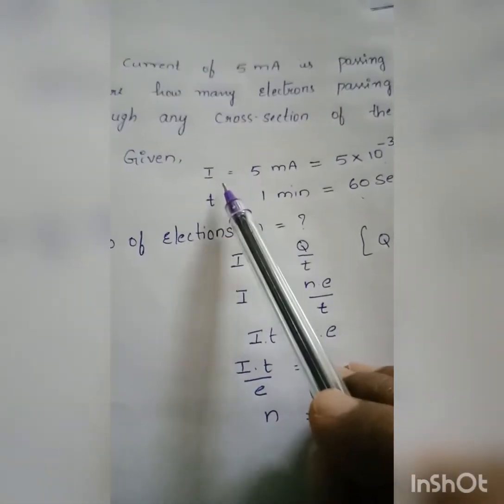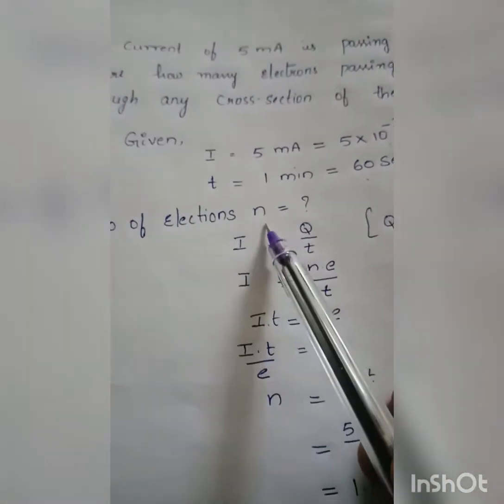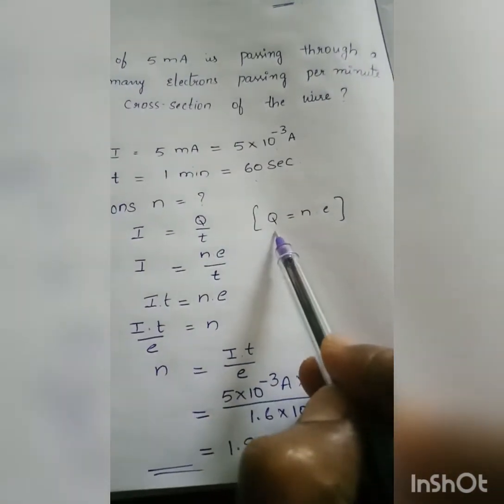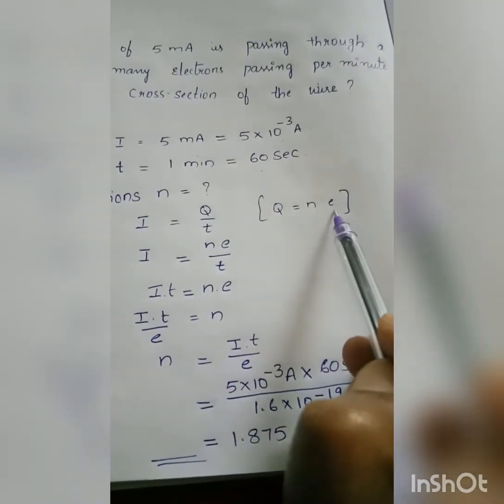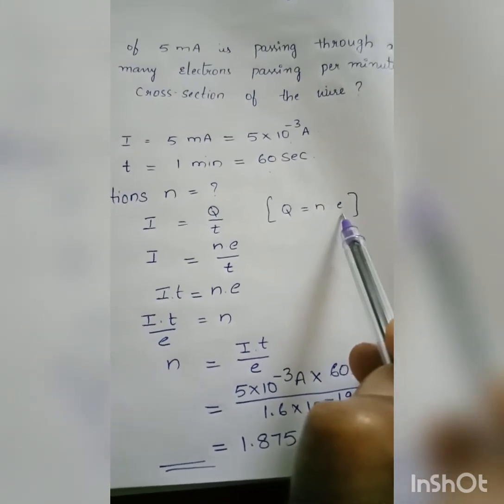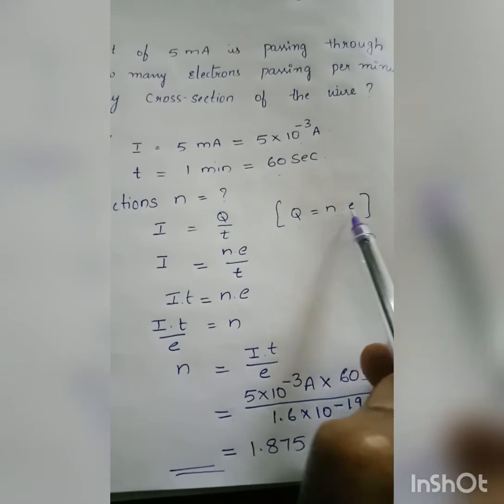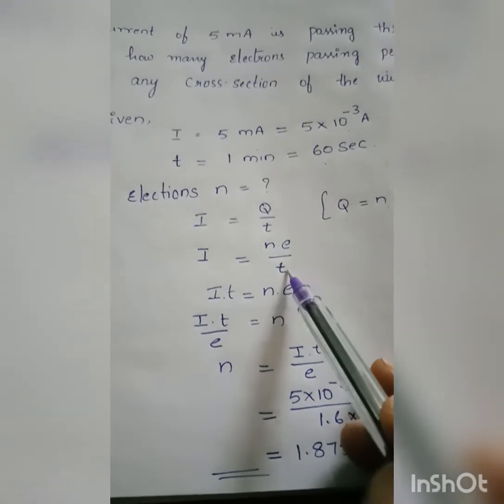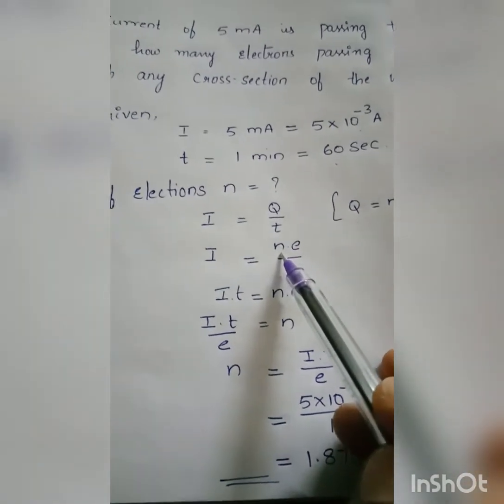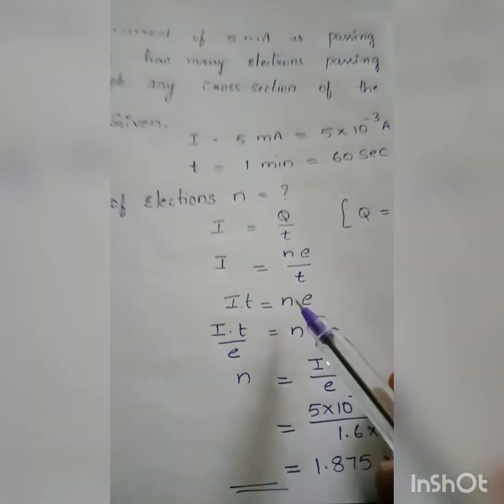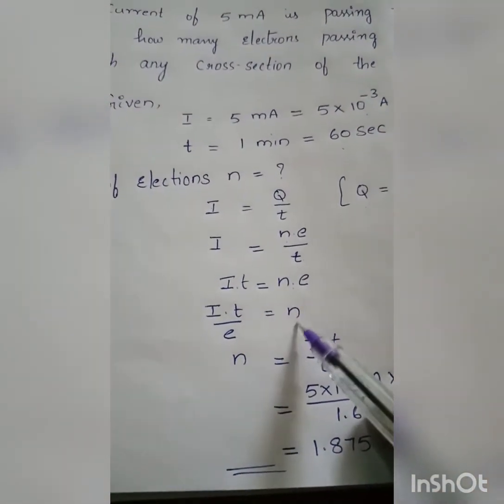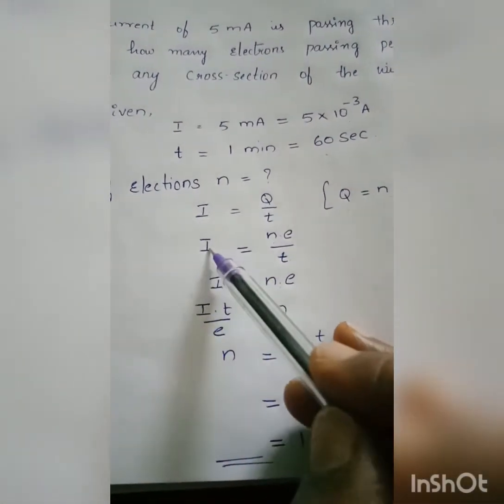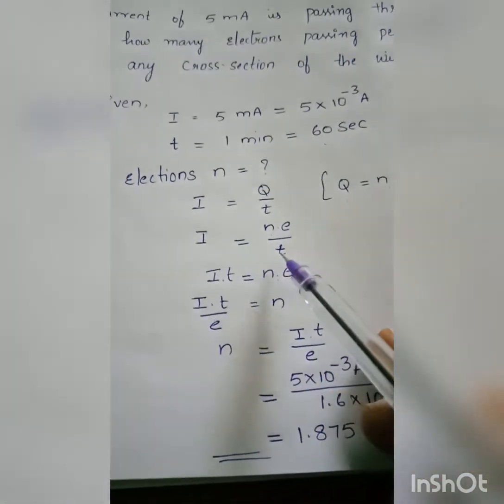Now what is the relation between I, T and N? There is no direct relation. But what we know is I equal to Q by T. But Q is nothing but charge, equal to the number of electrons into the electronic charge. Substitute Q equal to N into E in this formula: I equals N into E by T. We need to calculate the N value, that is the number of electrons. Now transform the equation till we get the N value. That is, N into E is nothing but, cross multiplying, I into T.